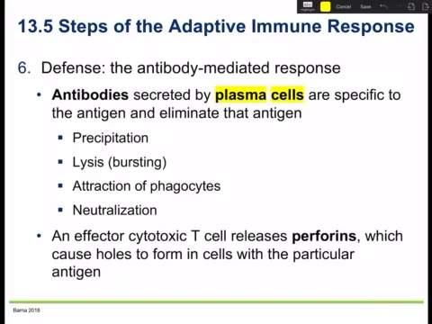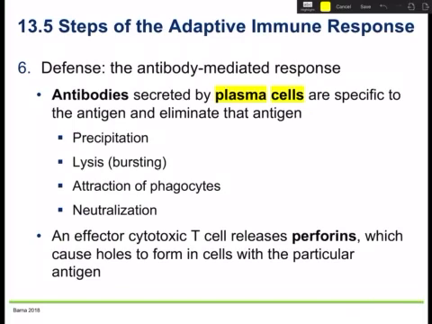When you talk about precipitation, that makes the antigens stick together, and it's like an easier marking for death. It can cause the antigens to burst, to lyse. It can cause attraction of phagocytes, which would eat them up. It would phagocytize them like macrophages. It can also cause neutralization. Neutralization is where they block the antigen's ability to bind to our cells, because remember, those antigens usually need our cells for replication.